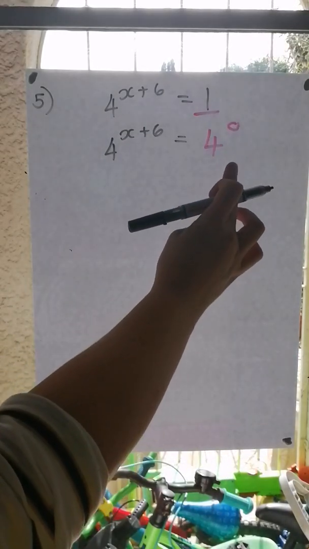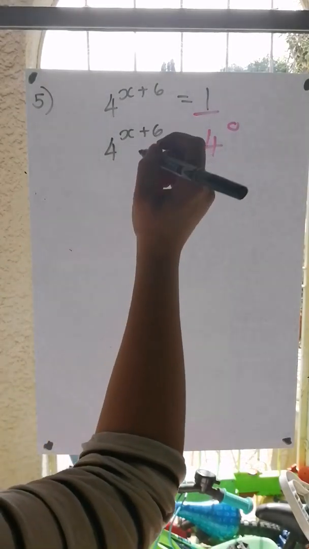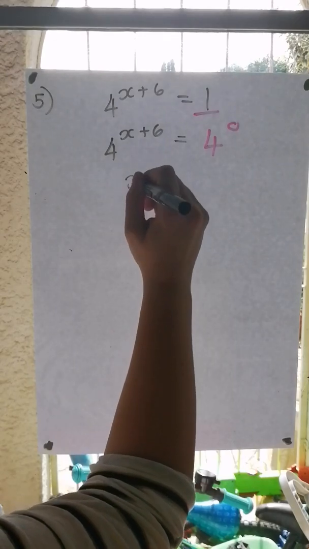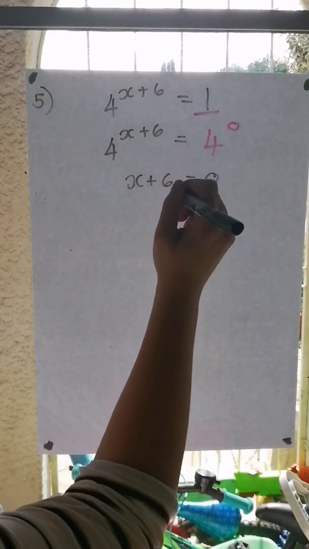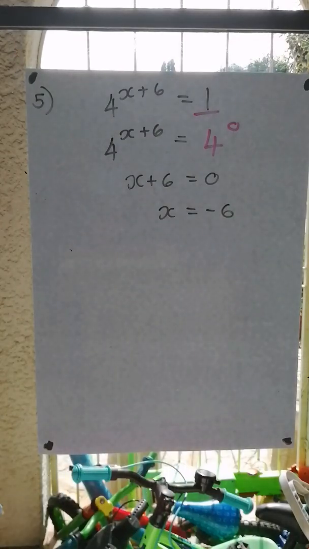Again, I haven't changed anything. I'm just writing it in a different form. And then I can just equate my exponents. x plus 6 equals 0. Taking the 6 over, x equals negative 6. Cool.